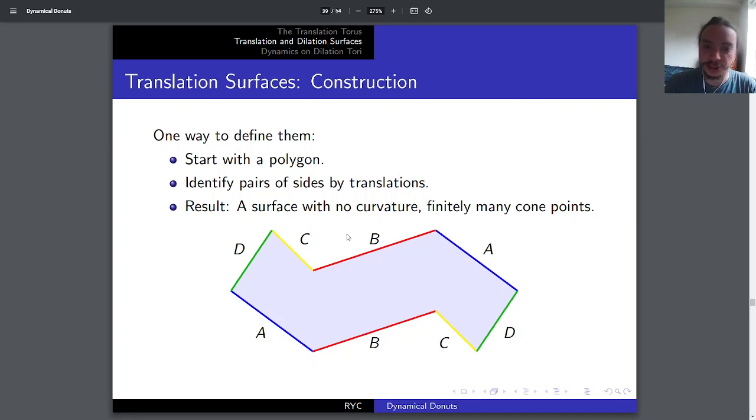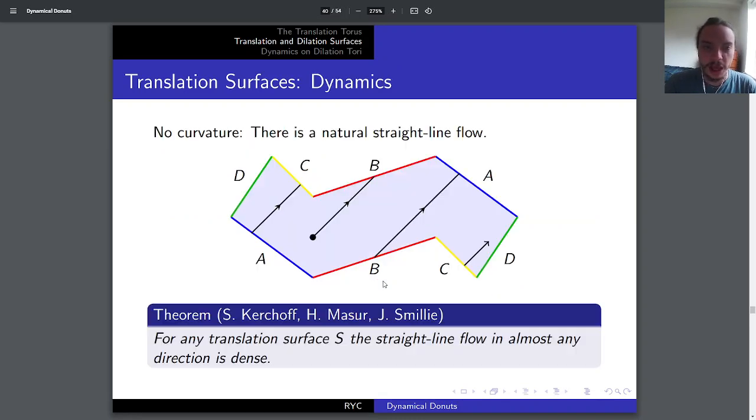So this is an example of a translation surface, and we can talk about the dynamics on a translation surface. Because there's no curvature, we still have a natural straight line flow. Right? So we can still start at a point and we still know what it means to move in a straight line. And moving in a straight line means we just move until we hit a wall, and then we go to the identified point. So this flow will keep going like this, and it'll keep going.